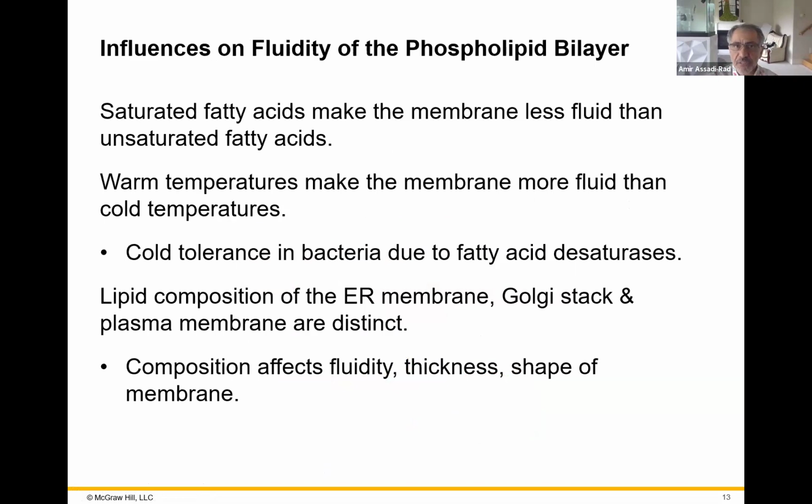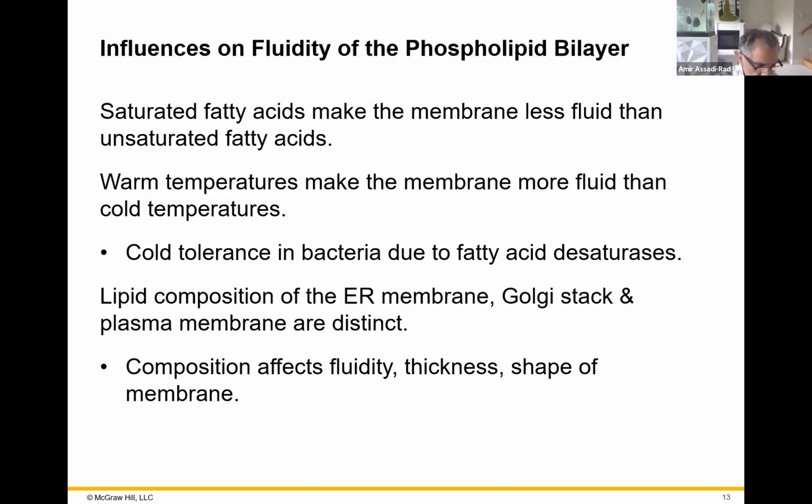Okay. Influence on the fluidity of the phospholipid bilayer. Saturated fatty acids make the membrane less fluid than unsaturated fatty acids. Saturated fatty acids, remember, don't have the kink. Unsaturated fatty acids have a kink. So when you have molecules next to each other like this, it is hard to penetrate through. But when you have a molecule like that, it is easier to penetrate through. And that's what that sentence is saying.